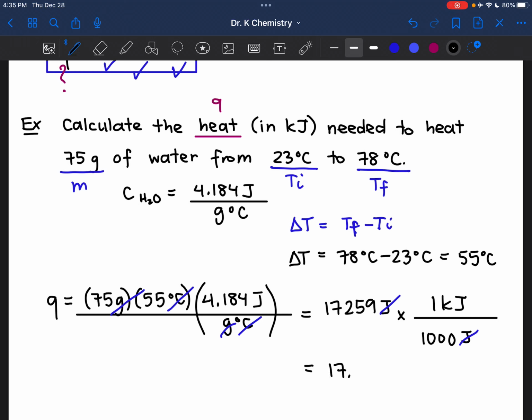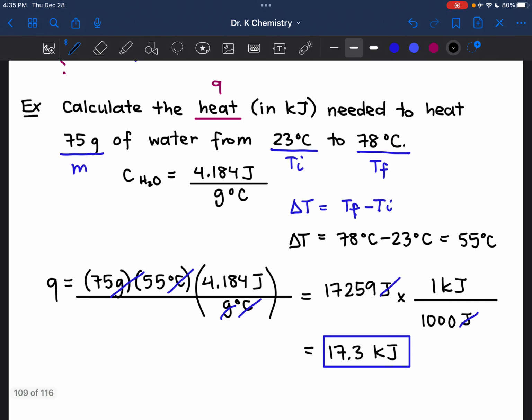1,000. So the final value here will be 17.3 kilojoules. And that is quite a bit of heat that is needed to increase the temperature of water by 55 degrees Celsius, which is why it takes so long for water to heat up.